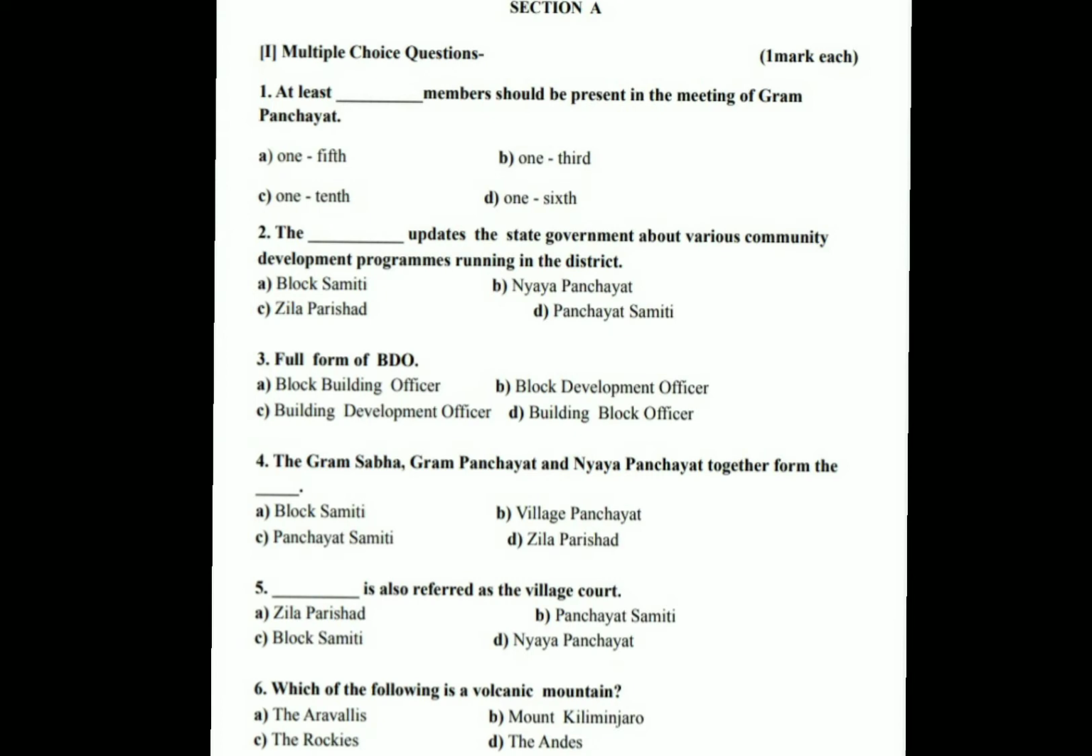Then moving ahead to number 6, which of the following is a volcanic mountain? The Aravalis, Mount Kilimanjaro, the Rockies, the Andes. And the correct option is Mount Kilimanjaro.